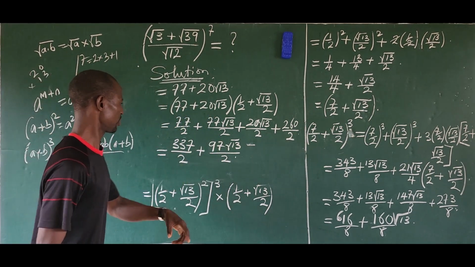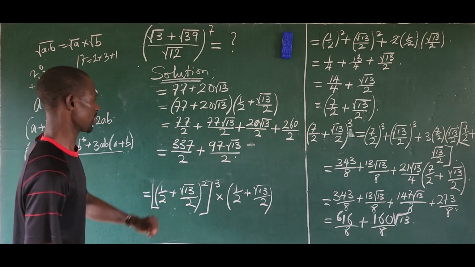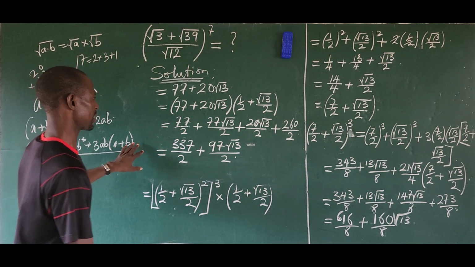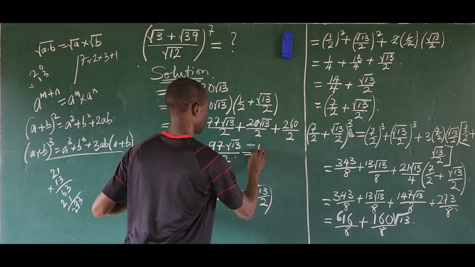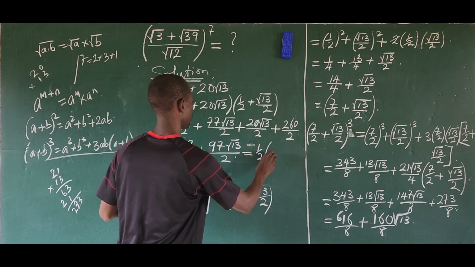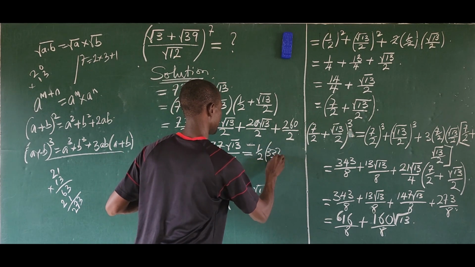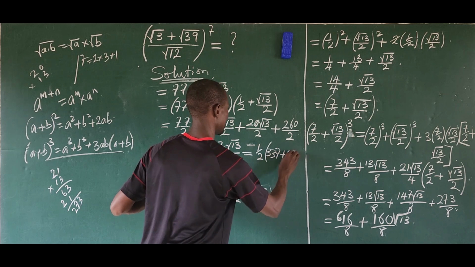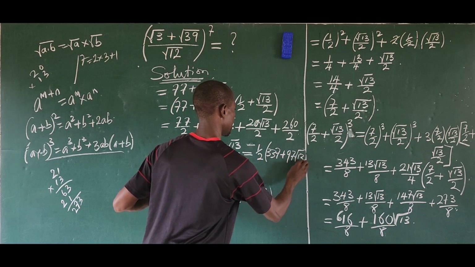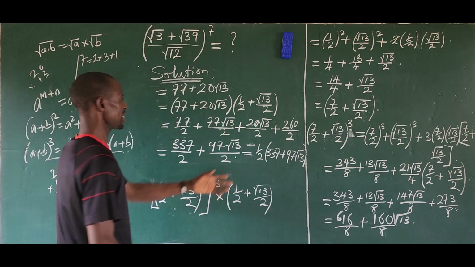Can 2 divide this? No. Can this divide this? No. So we can factor out our 2. If we factor out, we're going to have 1 all over 2 into 337 plus 97 root 13, close bracket. So this is the final answer.